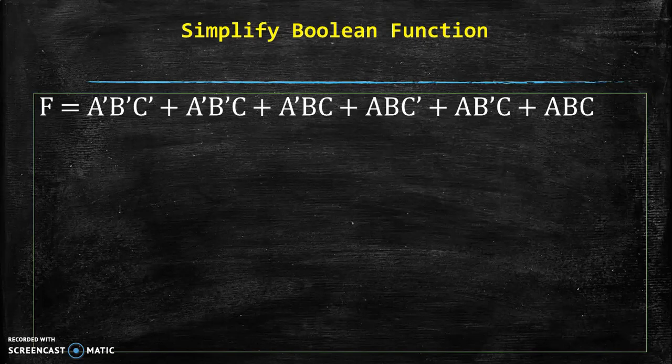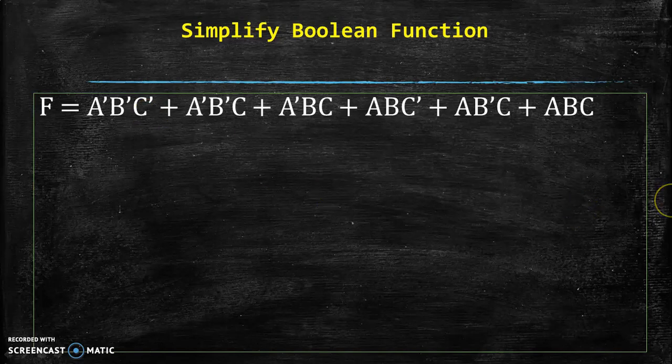Now we have to write a binary equivalent number. Suppose for A bar, B bar and C bar, if a variable is complemented, then we have to write 0. If it is uncomplemented, then we have to write 1.